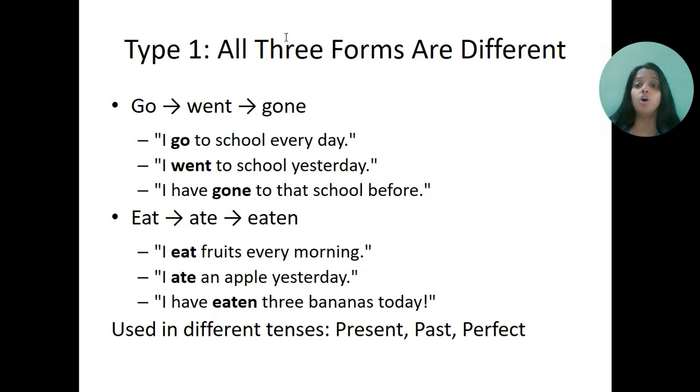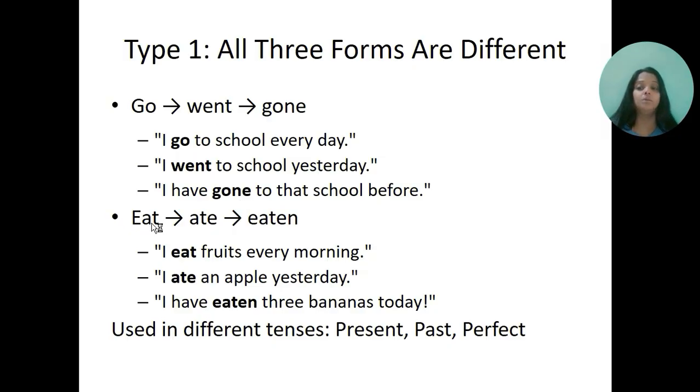For the first one, all three forms are different. This is a type 1 form where base form, past form, and past participle all are different. So these are the most irregular of the irregulars because they change completely from base to past tense and then to past participle. Example, I go to school every day. I went to school yesterday. I have gone to school before. See, in all the sentences, the irregular verbs changed, right? Go, went, gone. So this one is present tense, this is past tense, and this one is past participle.